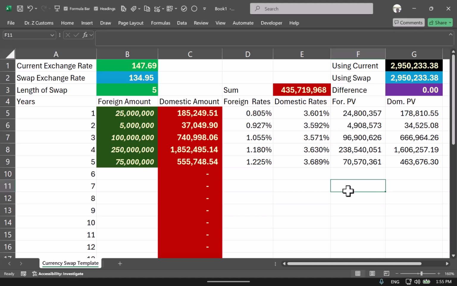2 years from today, I'll give you 5 million yen. You're going to give me 37,000, almost 50,000, almost $50. 3 years from now, I'll give you 100 million yen. You give me 741,000 or so. So swap rate determines future domestic amounts.